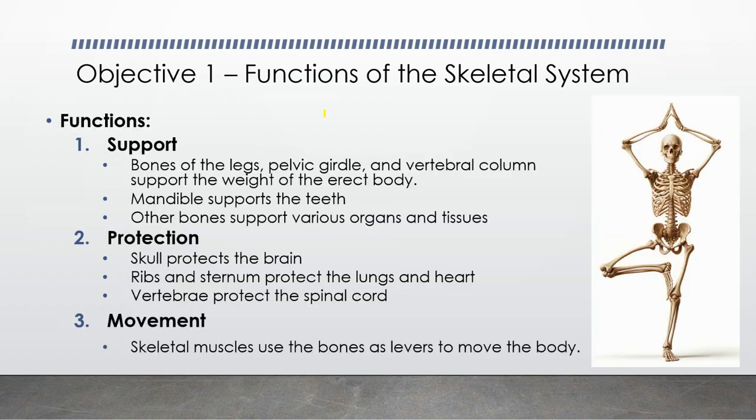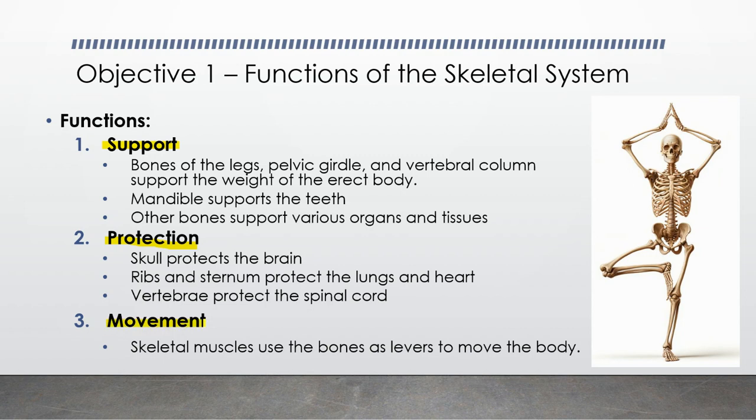And so some of the main functions are going to be support. Obviously, without your skeleton, it would be difficult to stand and maintain any kind of posture or structure. So it's going to provide a hardened structure for all of those softer tissues to attach to or lie within. We also have protection. We know that our skull is going to protect that vital organ of our brain. Our vertebra protects our spinal cord. Our ribs protect our heart and our lungs.